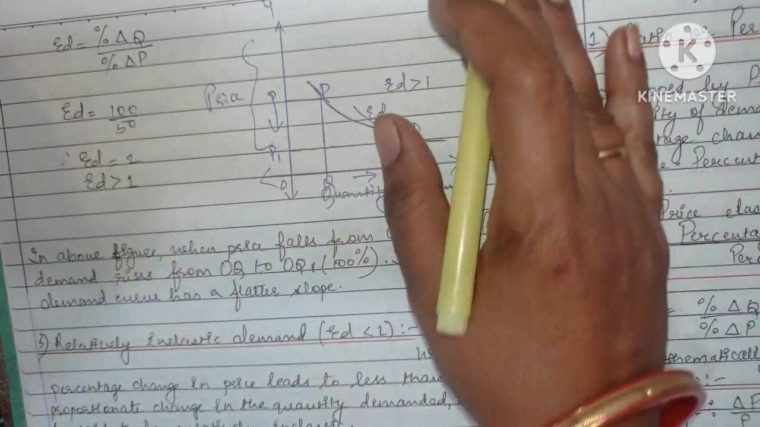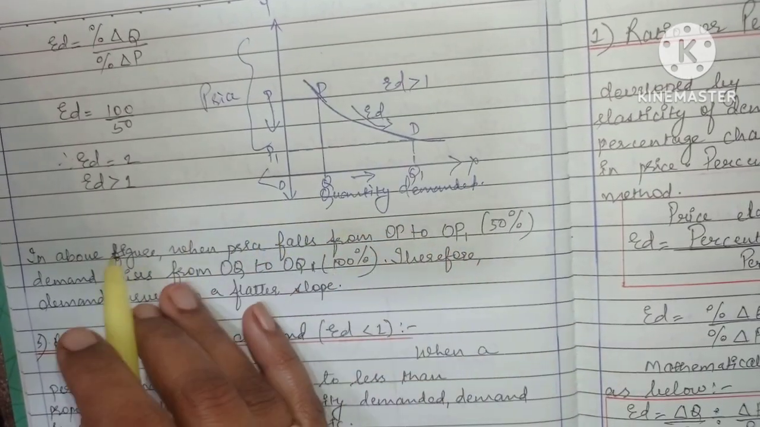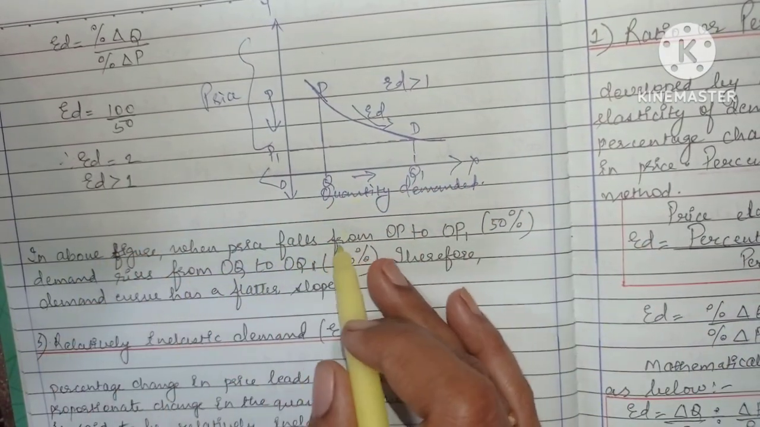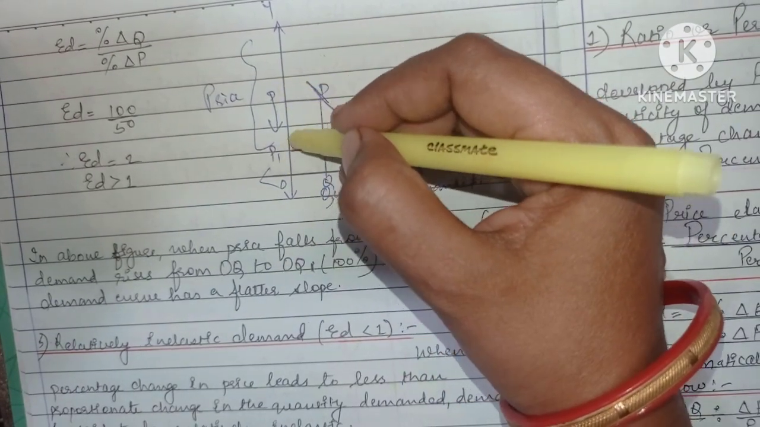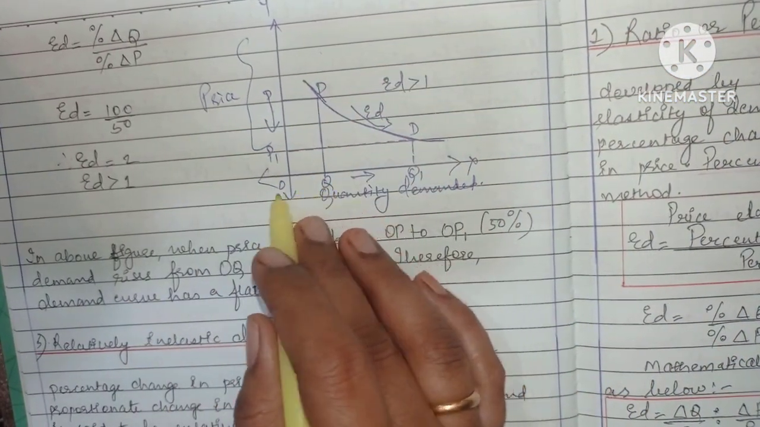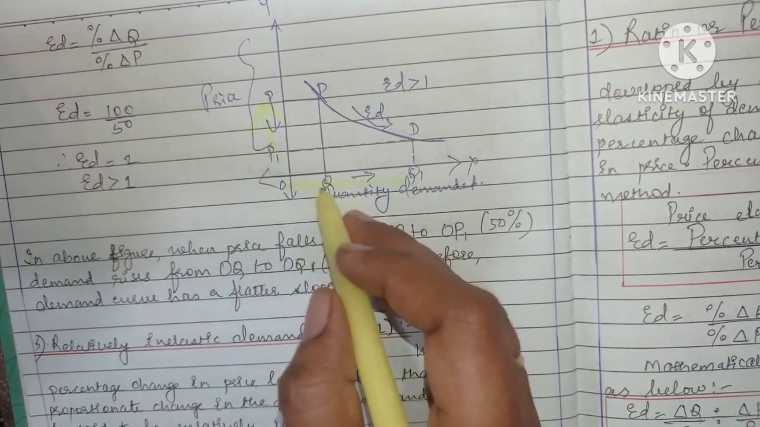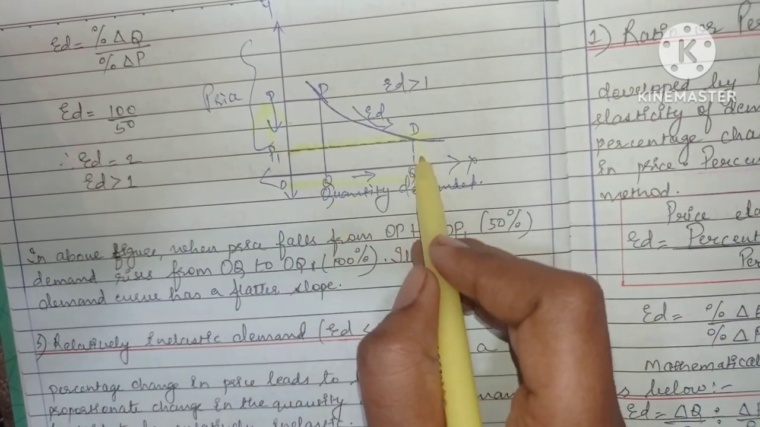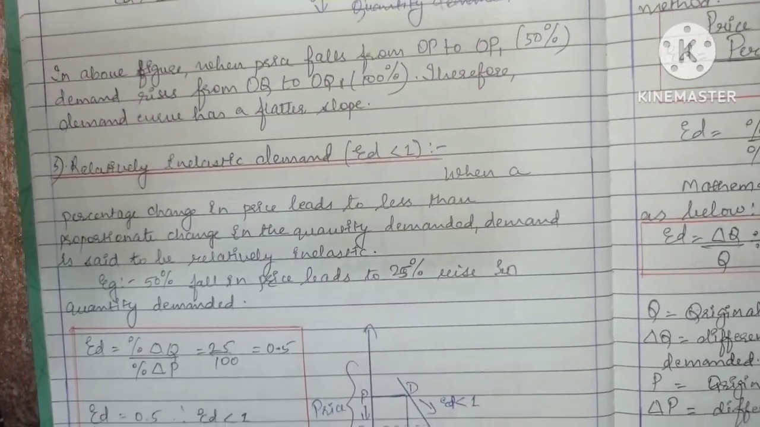In this figure I have again drawn quantity on the x-axis and price on the y-axis, and P and P1 are there, Q and Q1 are there. In the above figure, when the price falls from OP to OP1, that is a 50% change, then the demand rises from OQ to OQ1. Here the distance is 50 and here it is 100. Therefore the demand curve has a flatter slope. If you see, it's a bit flat slope. So you have to explain this better.